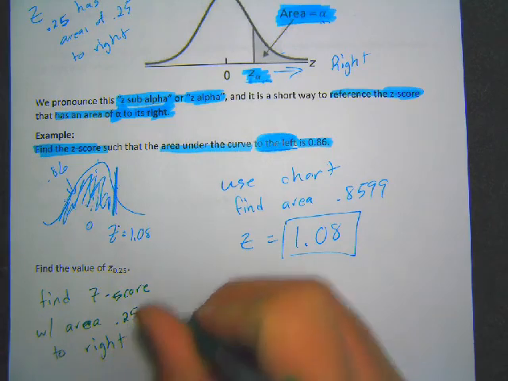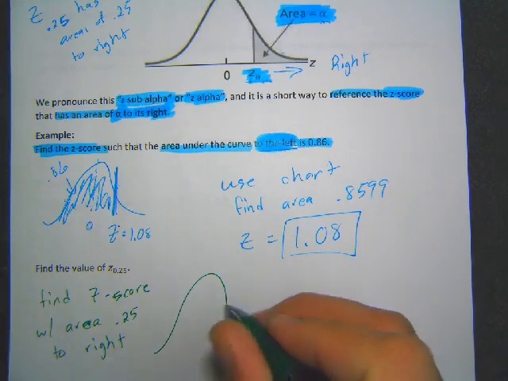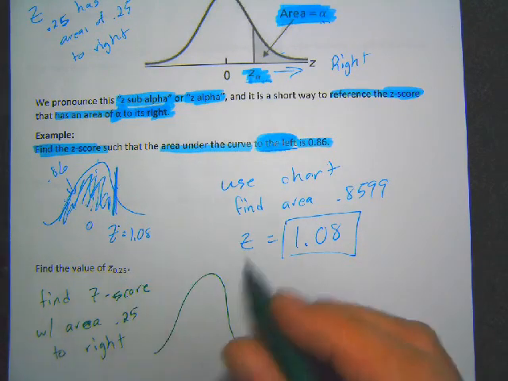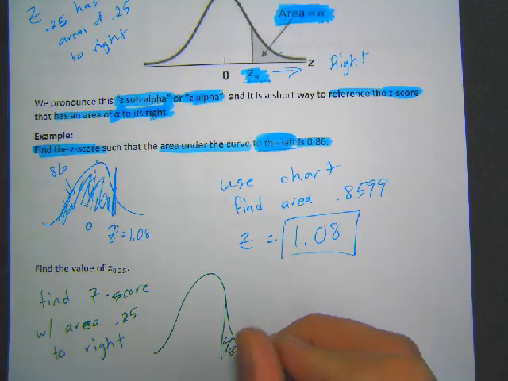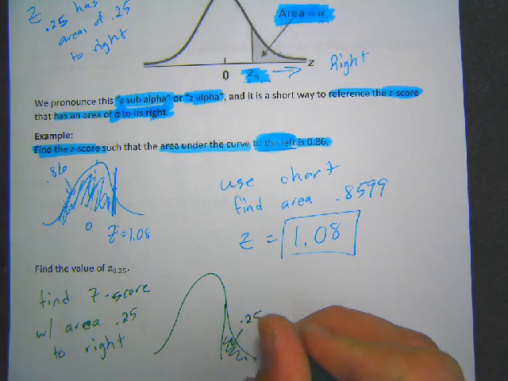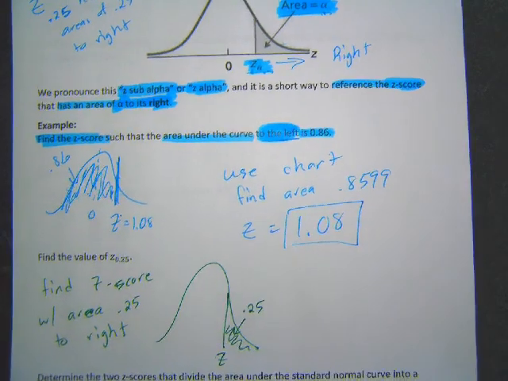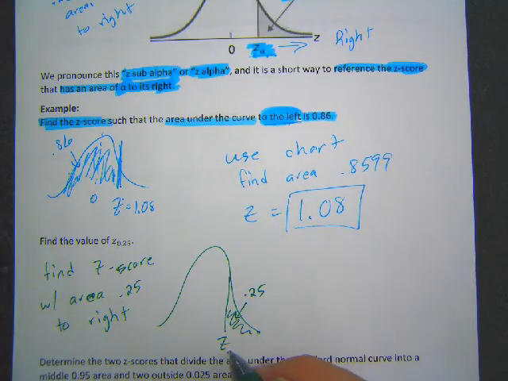So if I think about the distribution, I want 0.25, which is small, right? This is less than half, right? So I'm going to put it over here. I want this piece to be 0.25. And we're looking for that z-score. So we call this z sub 0.25 because it does have 0.25 to the right.